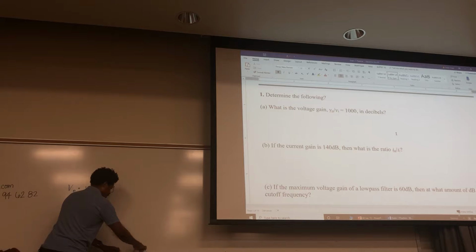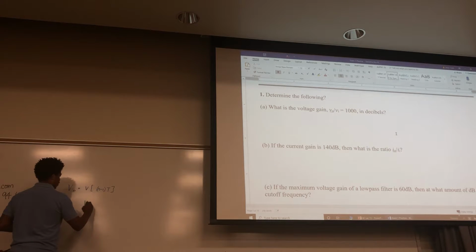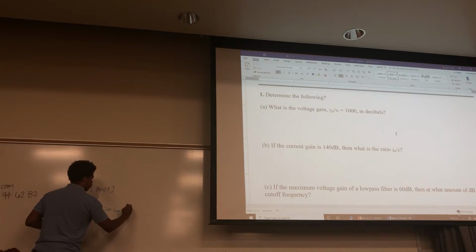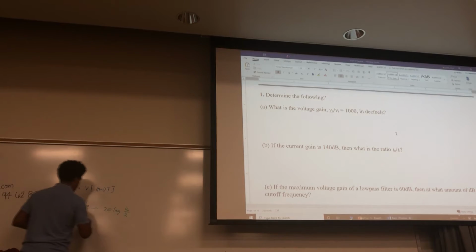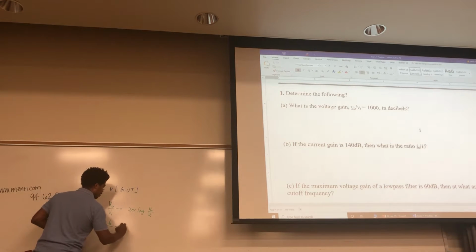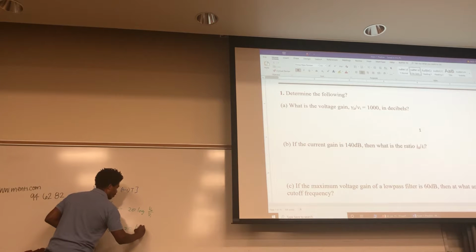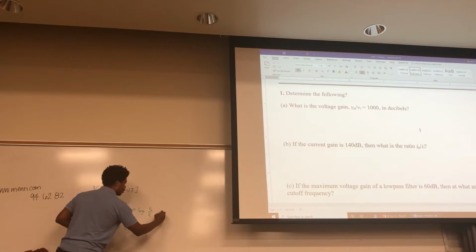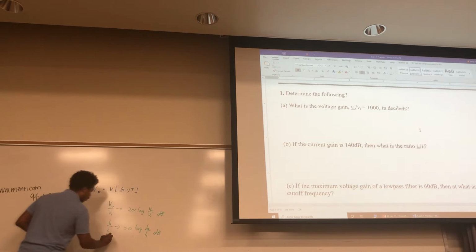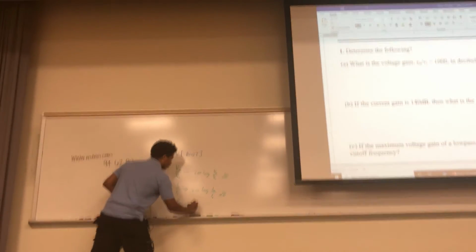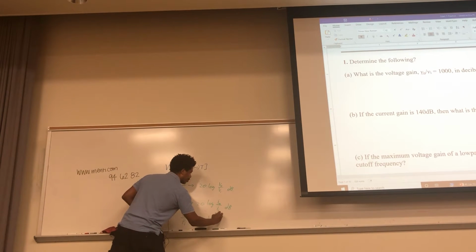So if you're given the voltage gain V out over V in, and you want to convert that to decibels, then you're going to use 20 log V out over V in, right? Or the same thing with current. Current out over current in is going to be 20 log if you're going to convert that to decibels. But if you're looking at your gain in power, then you're going to do 10 log P out over P in, right?